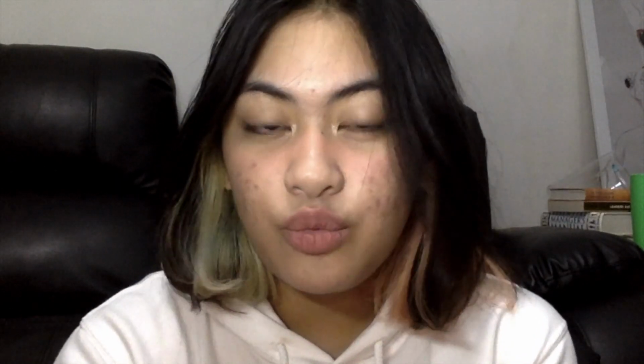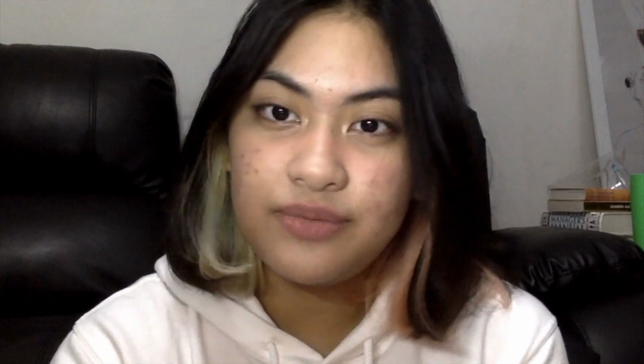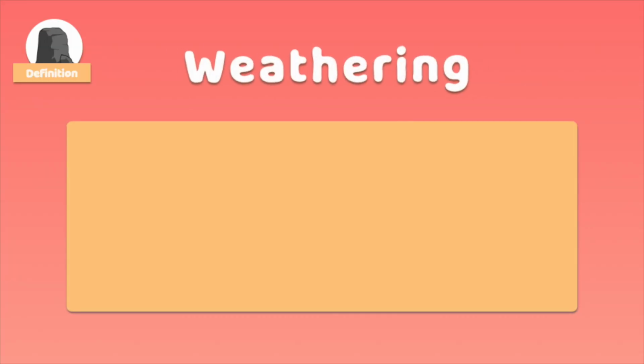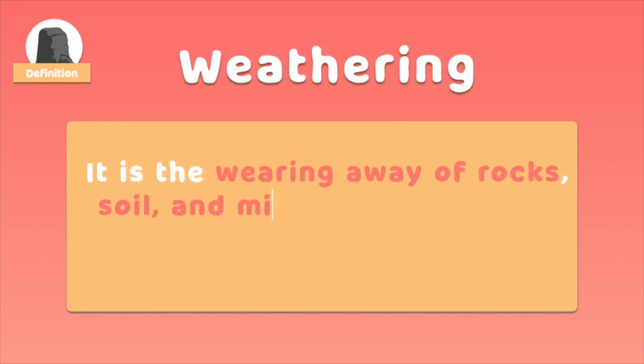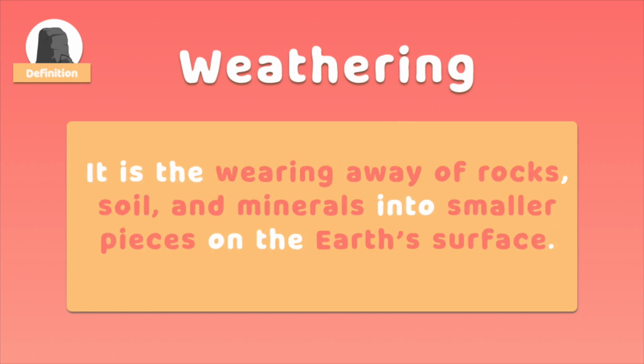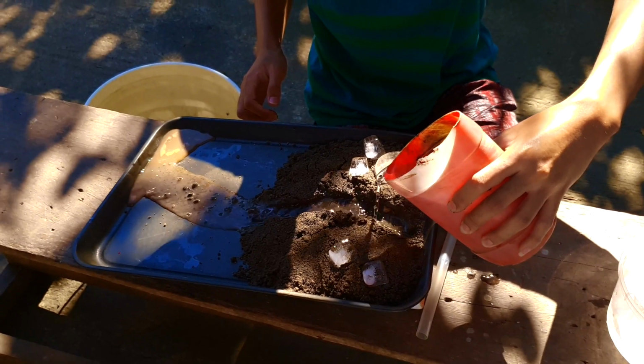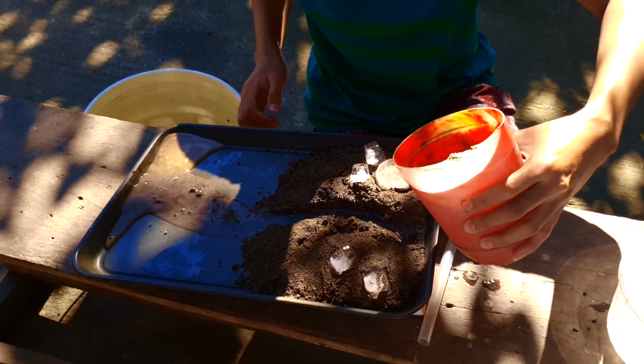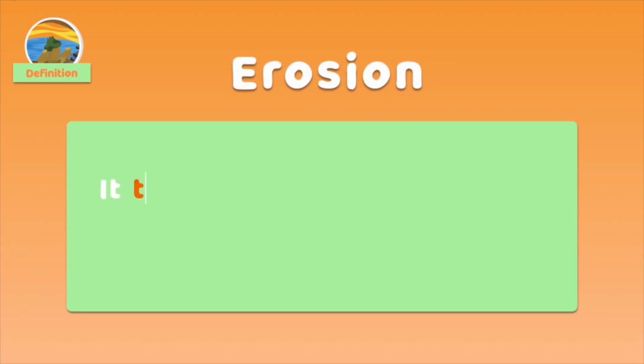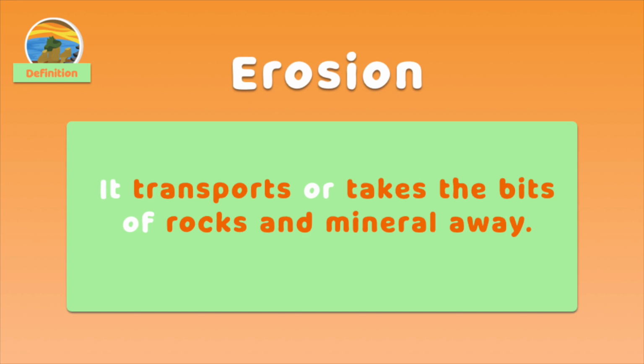Can you see how the water is breaking down our sand riverbanks? This is an example of weathering. Remember that weathering is the wearing away of rocks, soil, and minerals into smaller pieces on the Earth's surface. Do you see how it's carrying little pieces of sand with it as it flows? That is an example of erosion. Erosion transports or takes the bits of rocks and mineral away.